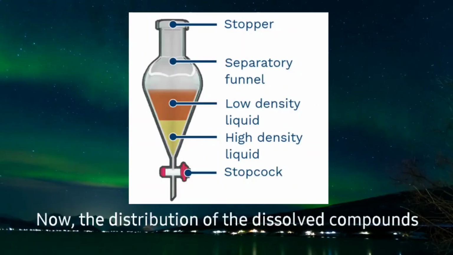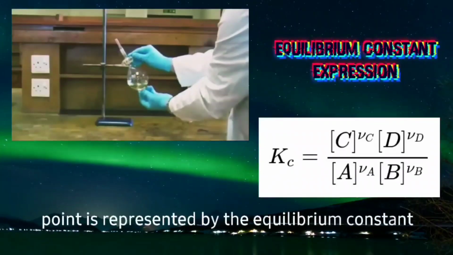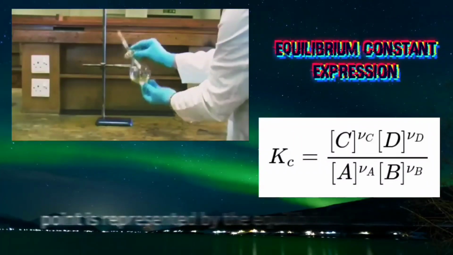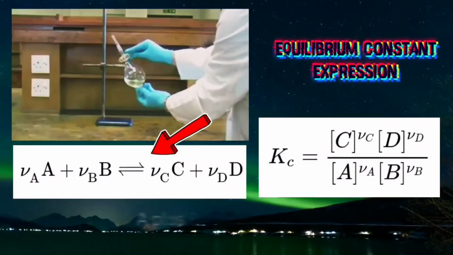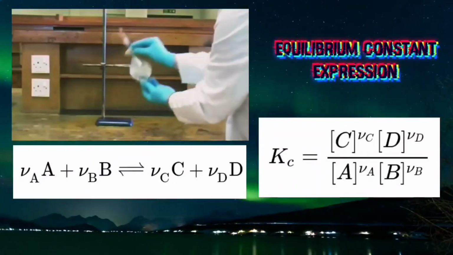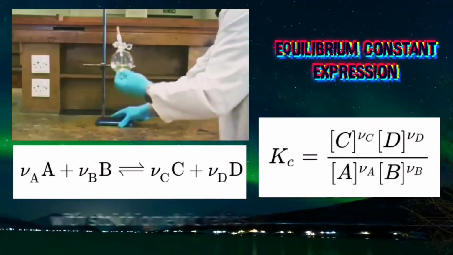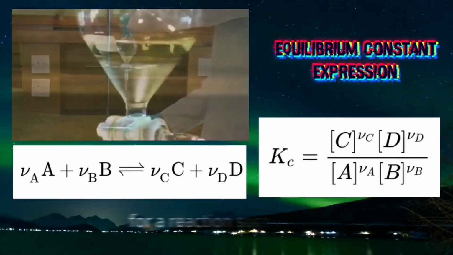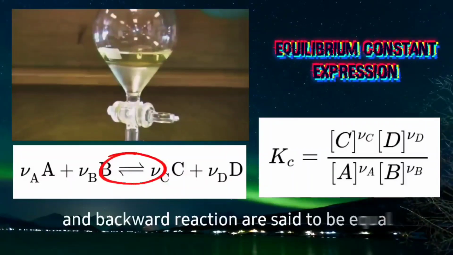Now, the distribution of the dissolved compounds at equilibrium point is represented by the equilibrium constant. Now, if for example a chemical reaction is as this, A plus B giving you C plus D, with stoichiometric ratios, at equilibrium for a reaction as this, the forward and backward reactions are said to be equal.